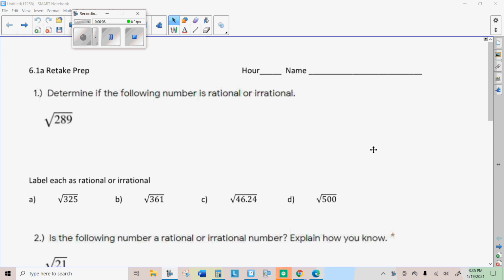If you're watching this, then you're seeking to retake Objective 6.1a. Okay, so you need to know the difference between rational and irrational numbers. Let's define them real quickly.